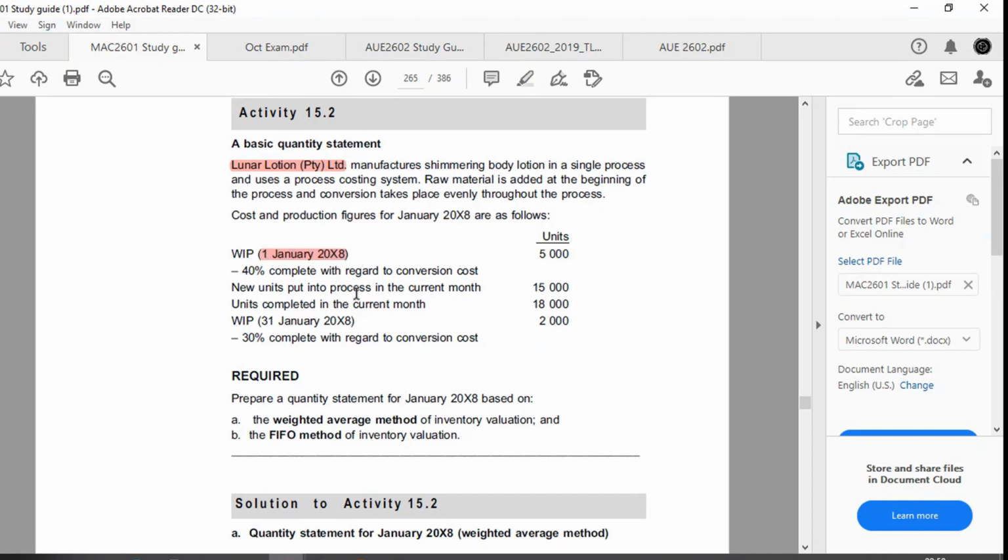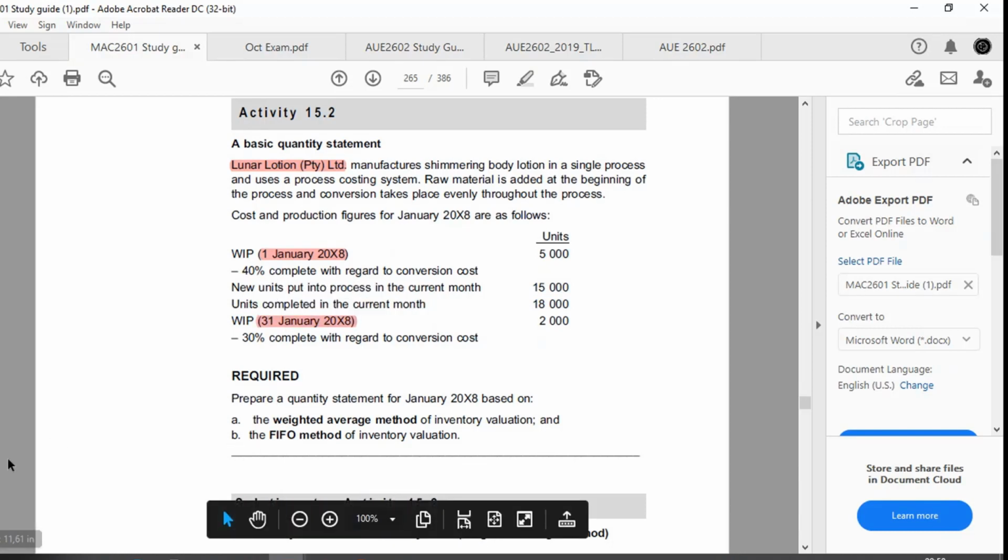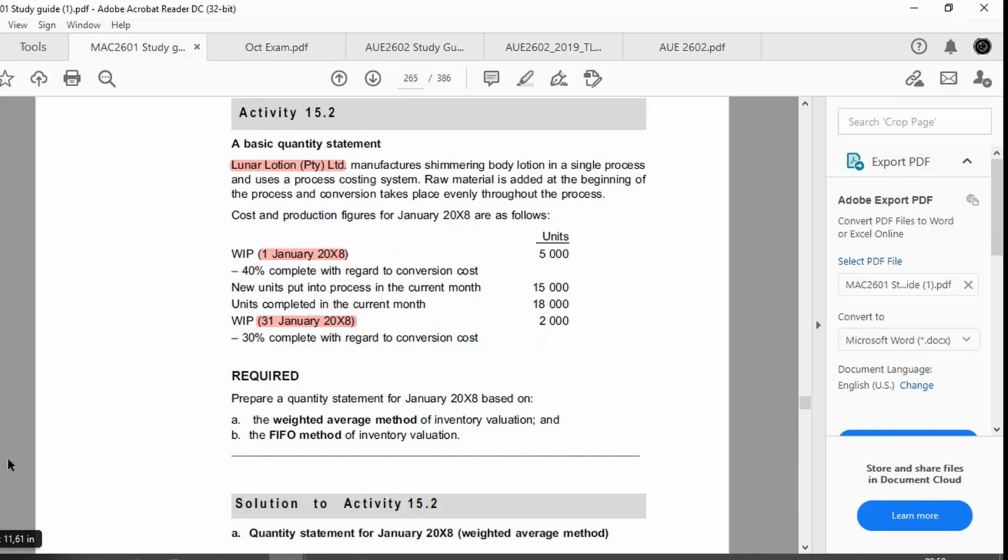or beginning of the period. Let's say it's the month because I can see they're looking at the month. So WIP, it's 5,000, 30% complete with regard to conversion cost. New units put into the process in the current month is 15,000, and units completed in the current month is 18,000. WIP at the end of that month is 2,000. So prepare a quantity statement based on the weighted average and also based on the first in, first out method.